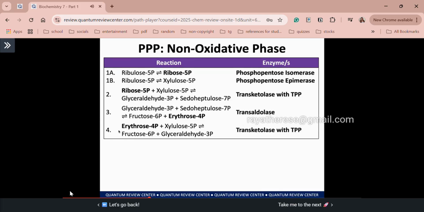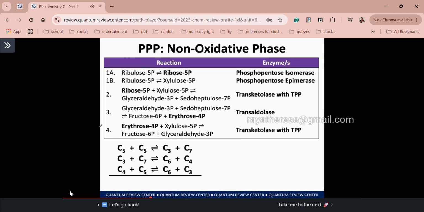Alright, so class, actually, our second to fourth reactions can be converted to their chemical equation counterparts. So why do we need to do that? In order for us to easily visualize our final reactants and final products here in our non-oxidative phase. Clear, class? So now, here are the chemical equation counterparts of our second to fourth reactions. Here, our first chemical equation is our second reaction. Our second chemical equation is from G3P plus sedoheptulose 7-phosphate rearranged to fructose 6-phosphate plus erythrose 4-phosphate. Class, the last chemical equation is for our last reaction of your non-oxidative phase.